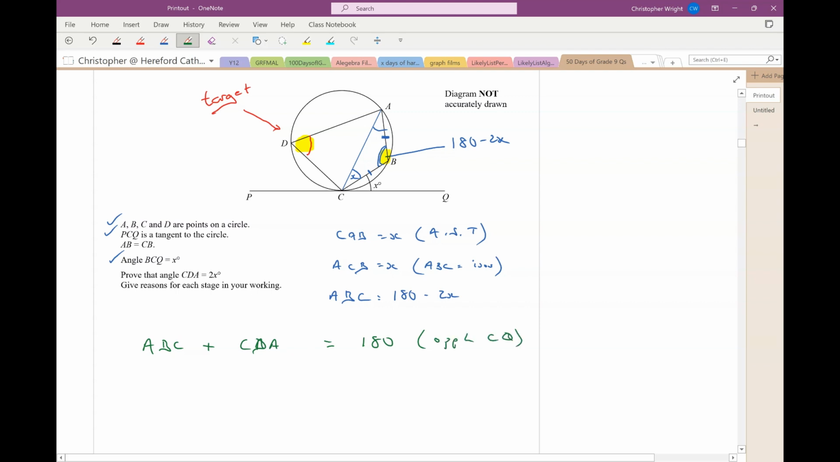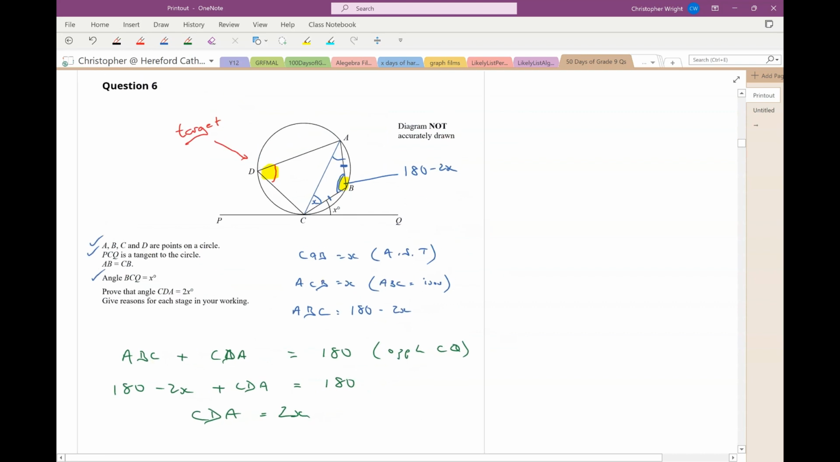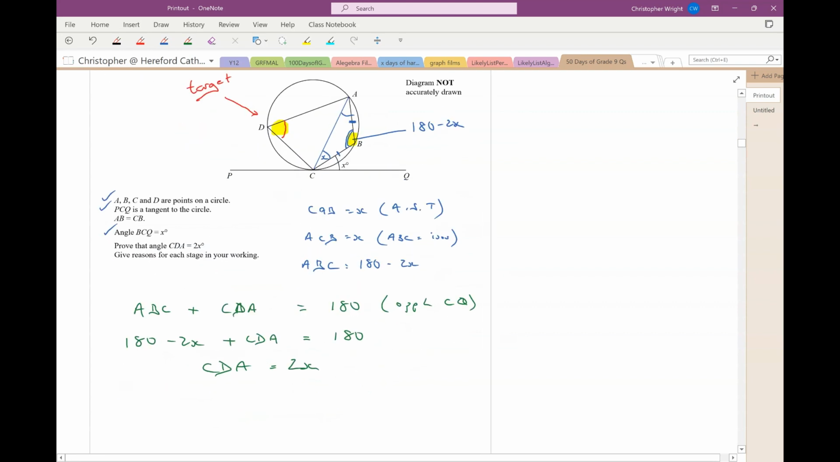I'll leave you to write that out in full. So ABC is 180 minus 2x, plus CDA has to equal 180. Well, therefore, CDA must equal 2x. There you are, Bob's your uncle. It's done. Prove that CDA is 2x. Give reasons for each stage of your working. That's question 6. Finished.